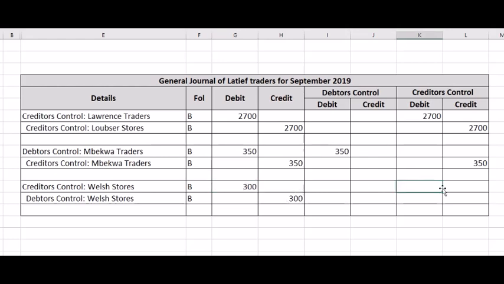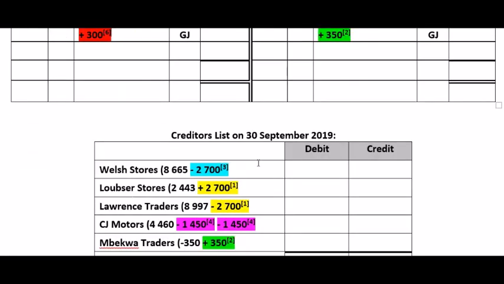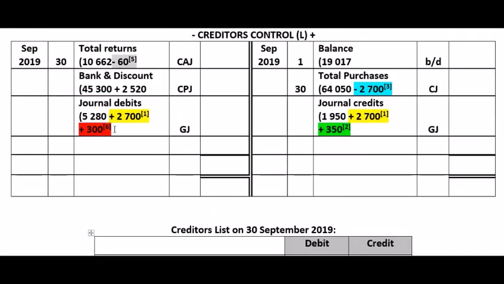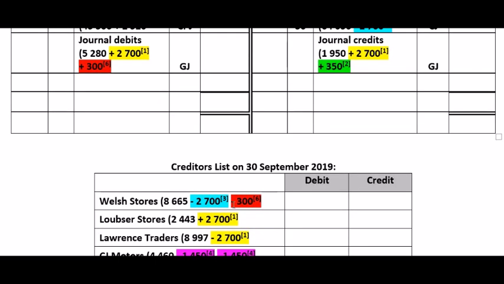This will affect creditors control on the debit side and will affect debtors control on the credit side. We don't really care about debtors control for the moment, but we know that our total journal debits in creditors control will increase with 300 Rand. Okay, so journal debits in creditors control needs to be plus 300 Rand. And then Welsh Stores needs to be minus 300 Rand because a debit for a creditor is actually a minus here. Okay, so don't go and make a minus there. It's already on the side where creditors control decreases, but make a minus here.